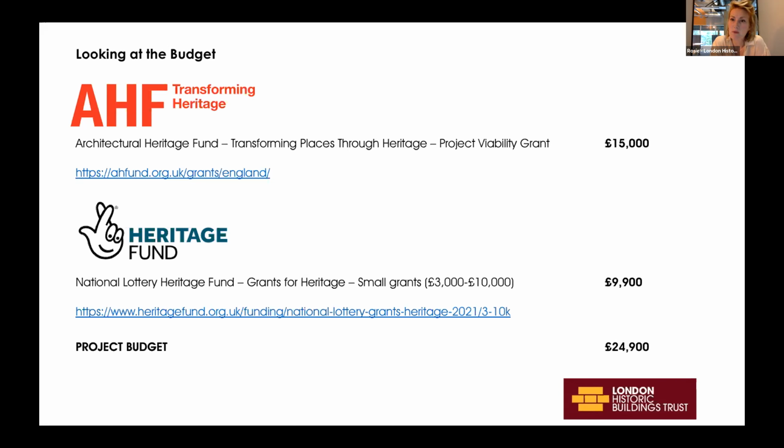And part of the reason that we approach the big funders at this stage is that we tend to want to save the little funders for the later project stages. When we're looking at securing big money, we don't want to exhaust our pots.